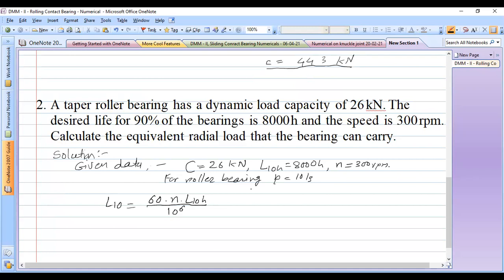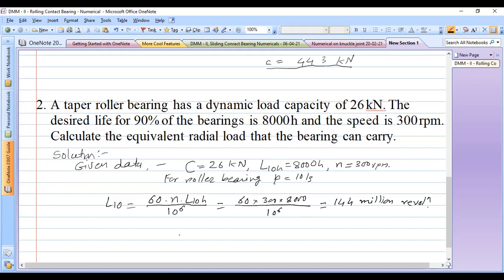You put the values here: 60 into 300 into 8,000 divided by 10 raised to power 6. So this will come out to be 24 into 6, so 20 into 6, 144. 115.47 kilonewtons, okay, it will come.